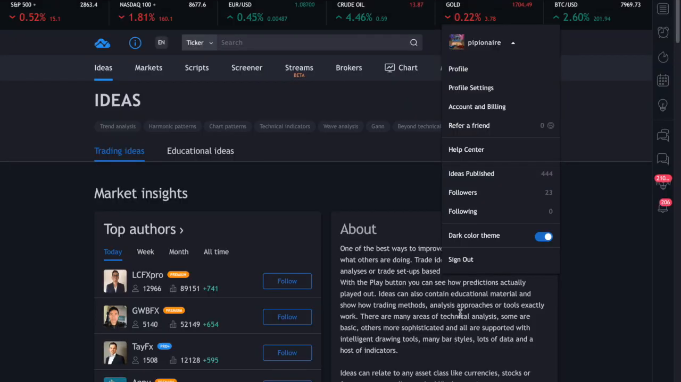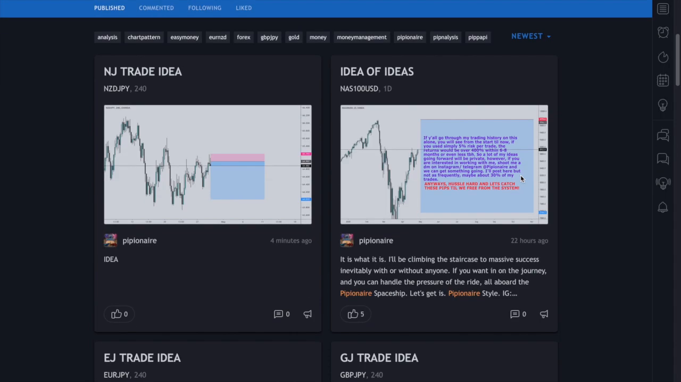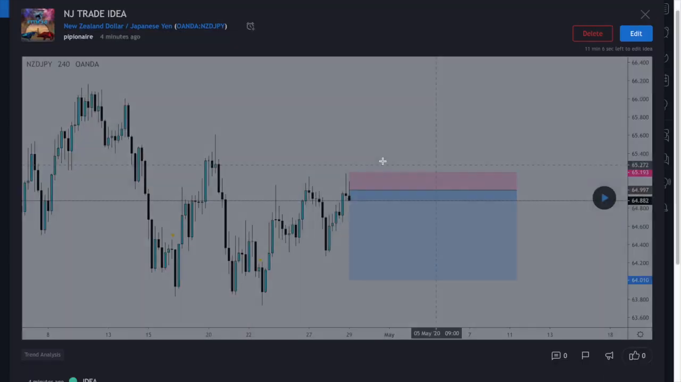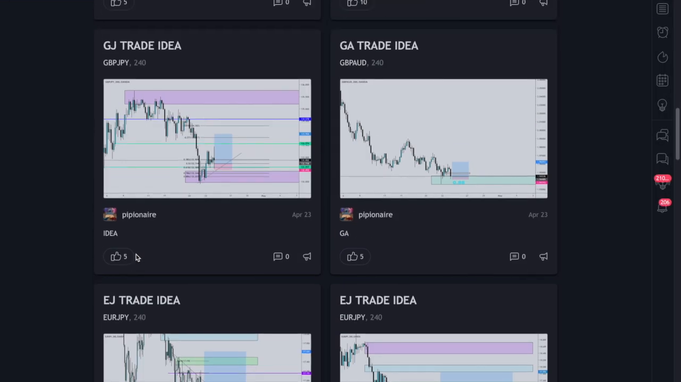So what up? Today we'll be going over my 2020 trading history, and I'll be going through my ideas published on TradingView. So on TradingView, if you guys already know, it shows the before and after.